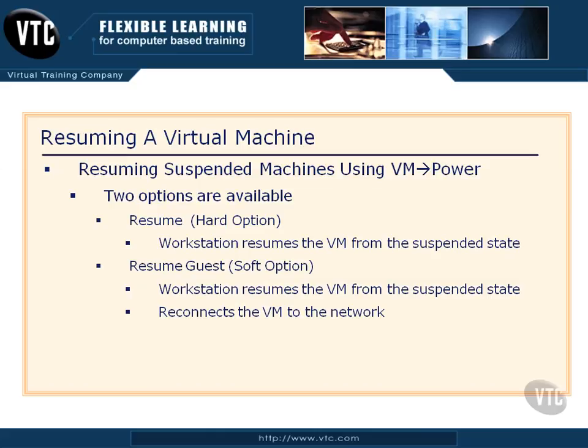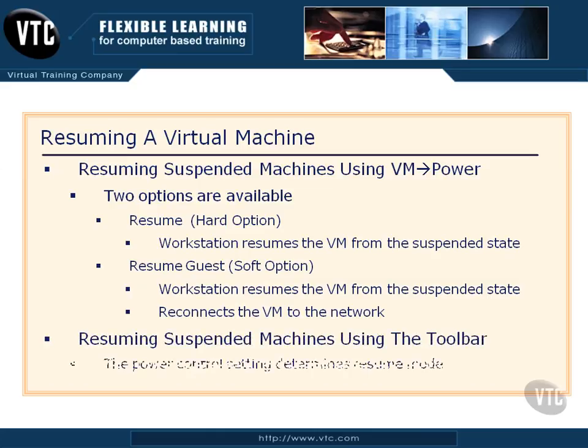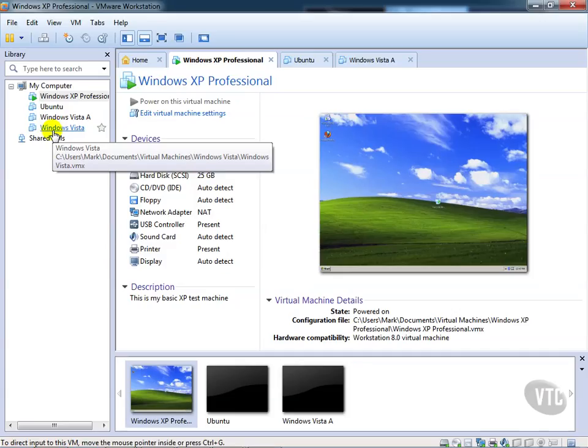Now think what can happen here. If I suspend a virtual machine, that means it's no longer connected on the network. It may time out from processes it's connected to. Other processes that are connected to this may time out, and so we may need to reconnect this thing to the network. Now, if I use the toolbar, the power control setting for that virtual machine is going to determine how it's resumed. And I'll show you that right now. Let's jump out to the Workstation interface.